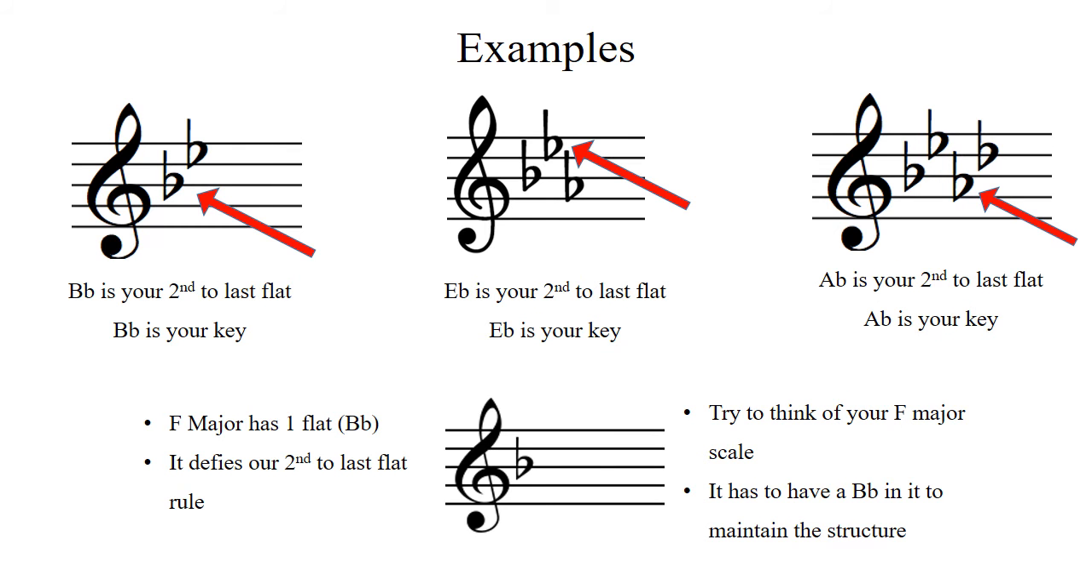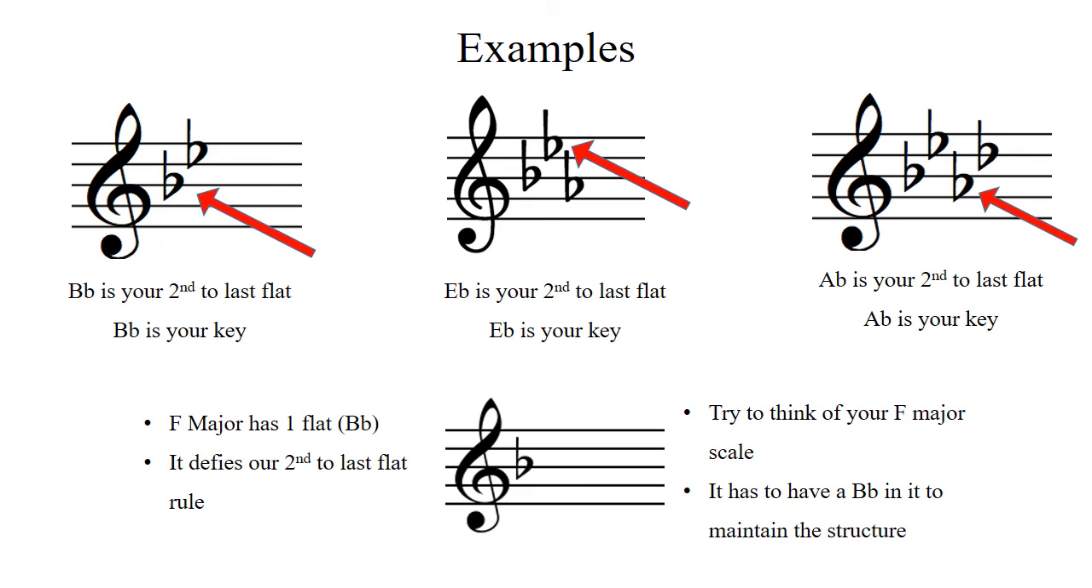Okay, so let's just go through some more examples of this so you can get a little bit more comfortable with this shortcut, okay? So if we look at our first example, that second to last flat is what? It's B flat. So B flat is our key signature. When we look at our middle example, E flat is our second to last flat, and so E flat is our major key signature. And at that last one, A flat is the second to last flat, so A flat is our key signature.